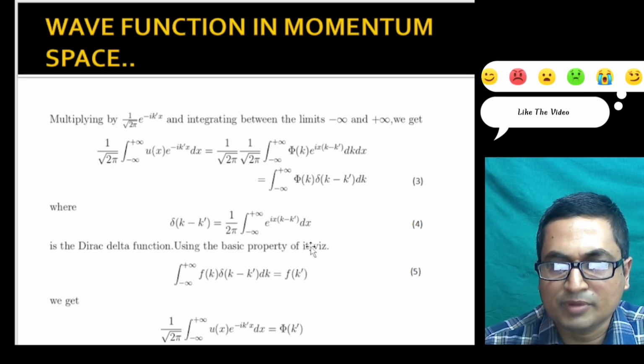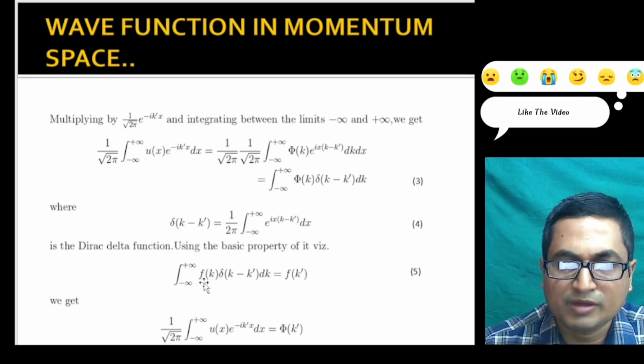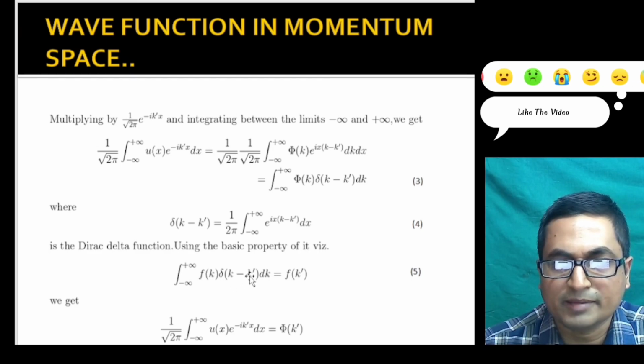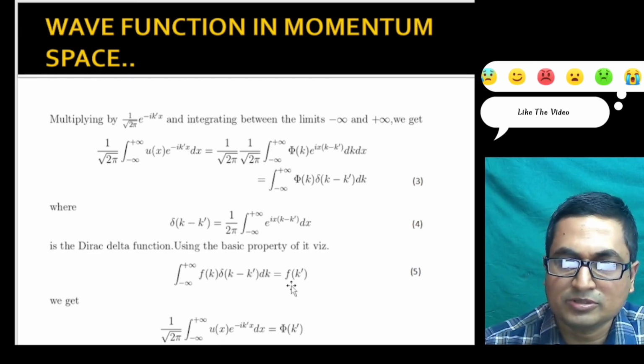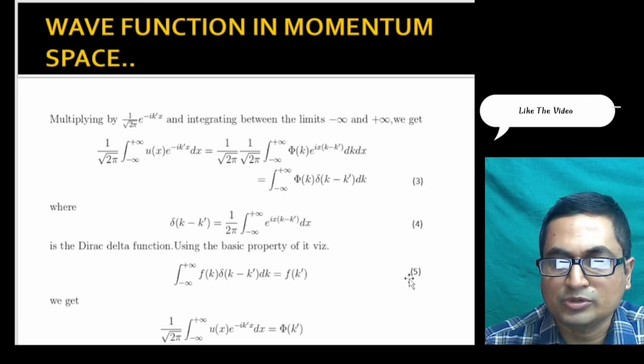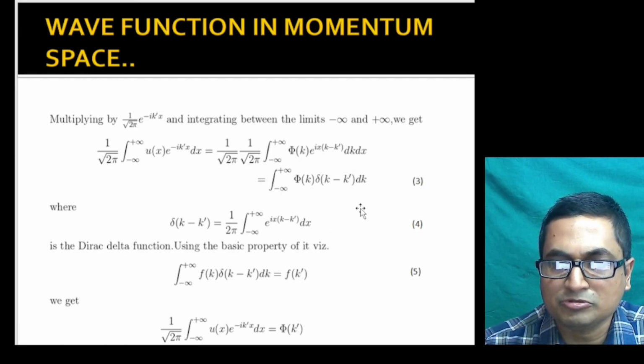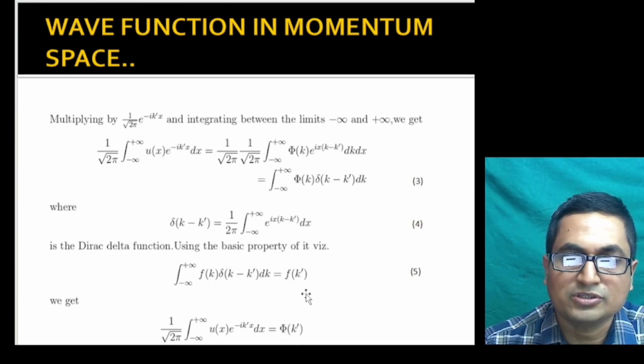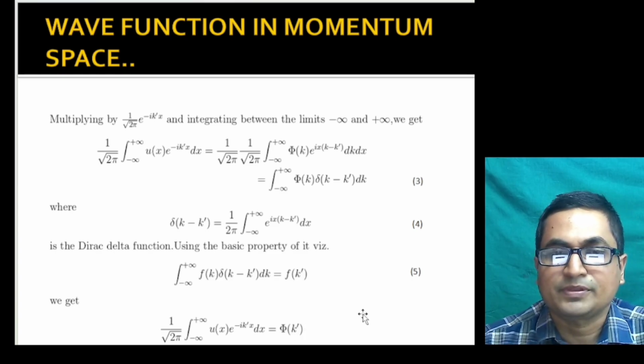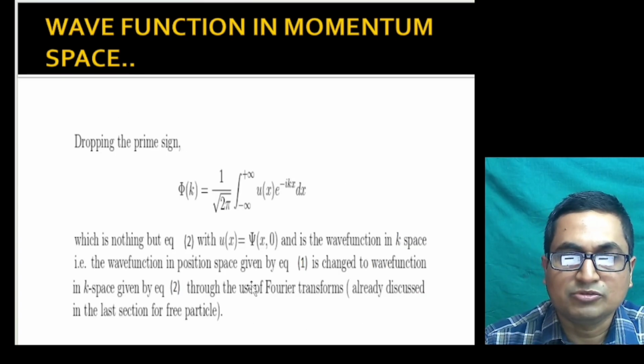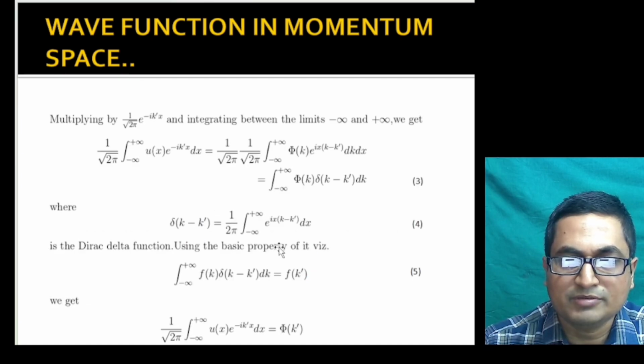One of the properties of the Dirac delta function is that if f(k) is a function and delta(k minus k') is the Dirac delta function, then it converts back to f(k'). So using equation 5 in the right hand side of equation 3, this phi(k) is f(k) here, and this is already the Dirac delta function. So this will be converted to phi(k'). So the left hand side is now equal to phi(k).